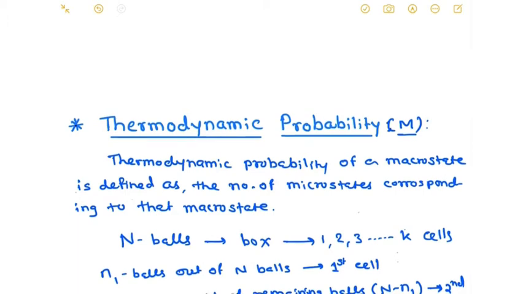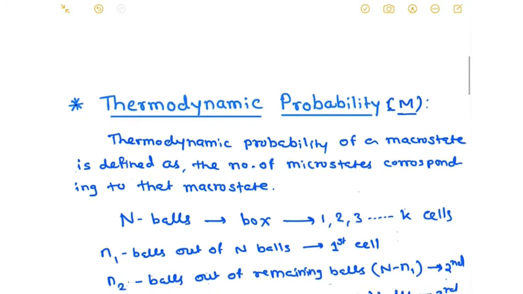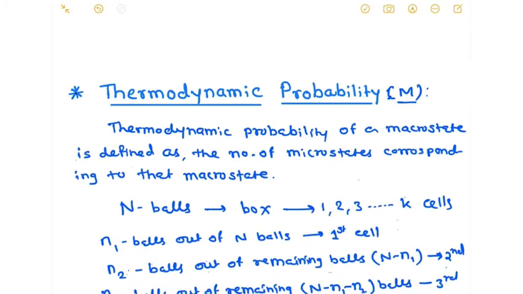Now, just see here, in the same article on thermodynamic probability, we have to find the number of possible microstates for that macrostate. Hence, we are considering a box. That box is divided into a number of cells, numbered 1, 2, 3 up to k cells. And in that box, n balls are distributed. If n balls are distributed in the box, then how many balls fall in the first cell, second cell, third cell up to the kth cell, that we calculate here.